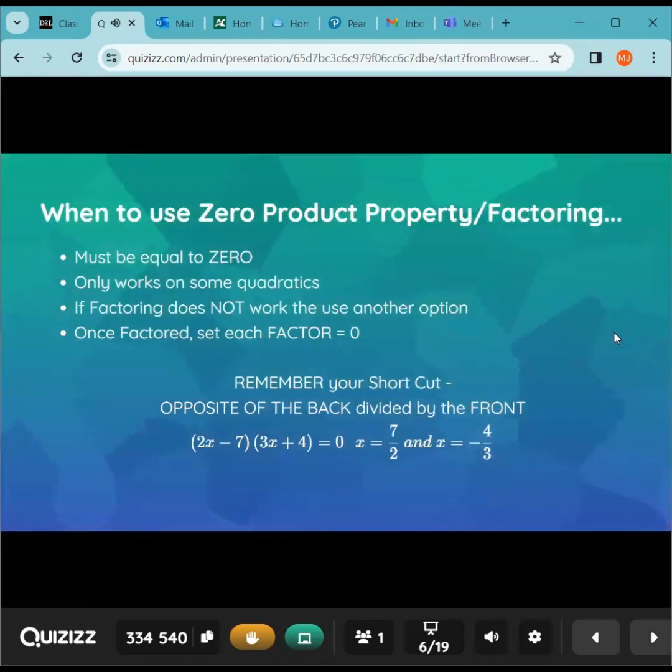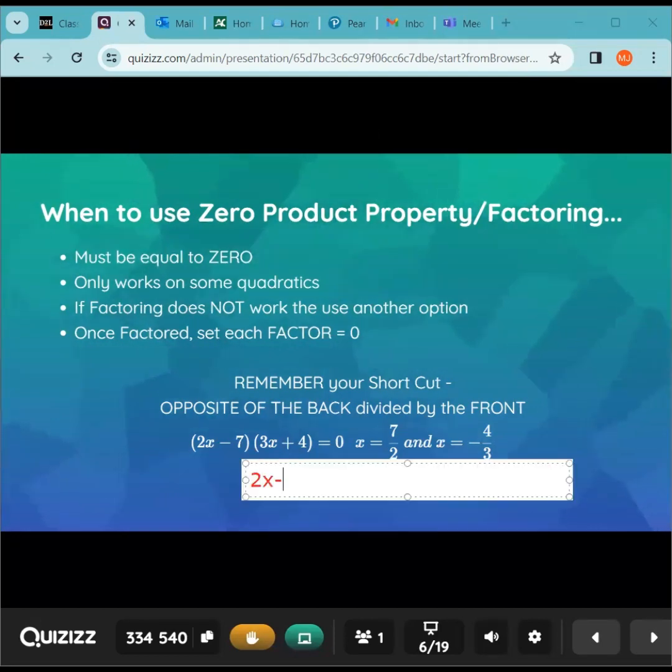So when to use the zero product property: factoring, the equation must be equal to zero. It only works in some quadratics. If factoring does not work, then use the other option. Once factored, set each factor equal to zero. So for this one, 2x minus 7 equals 0. 2x equals 7. 2x divided by 2 equals 7 over 2. X equals 7 over 2.